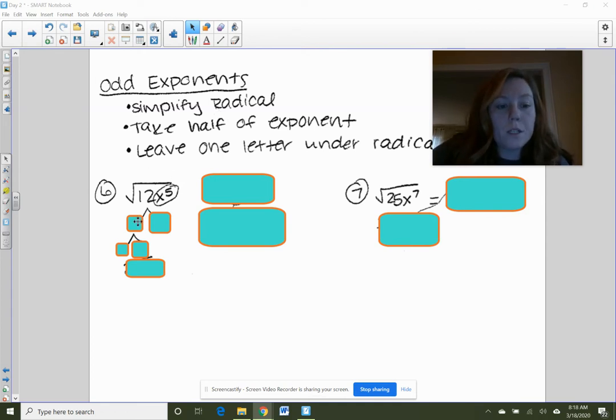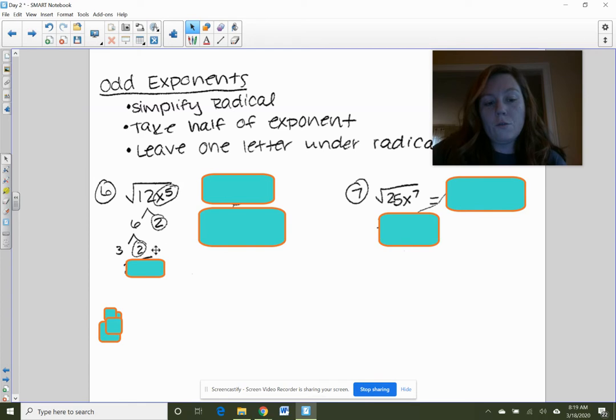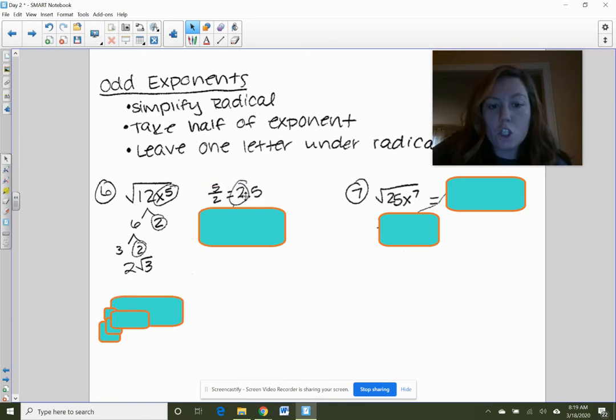So 12. Let's break 12 down. So 6 times 2. And then 6 gets broken down into 3 times 2, right? Pairs of 2. So 2 goes on the outside. 3 stays in the radical. We're going to take half of 5. Half of 5, 5 divided by 2 is 2.5.